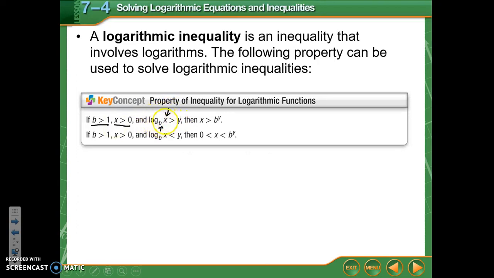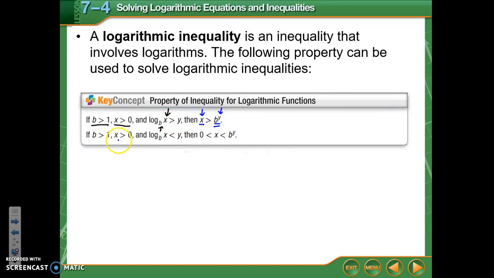If log base b of x is greater than y, then x is greater than b to the y. Be careful with this because it matters which side you put the x on and which side you put b to the y on. The x has to stay on the left, and b to the y has to go over here in order to maintain that x is greater. When it's an equal sign, it doesn't matter, b to the y equals x, x equals b to the y. But when it's an inequality, this order is super important.